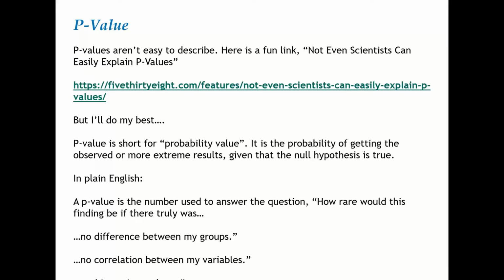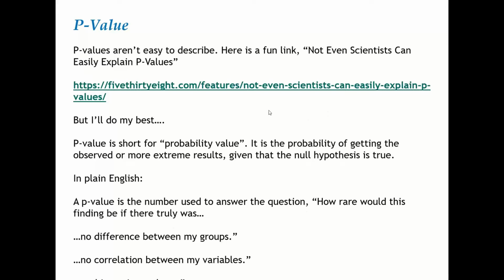Okay, and see, it's not that easy to understand. Actually, if you want to look at more about it, here's a link to "Not Even Scientists Can Easily Explain p-values." And a lot of times when they do explain it, they forget about repeated testing. What that p-value is really representing is, if I was to go out and do this again and pull another sample, what would my probability be of seeing what I'm seeing in what I've done?